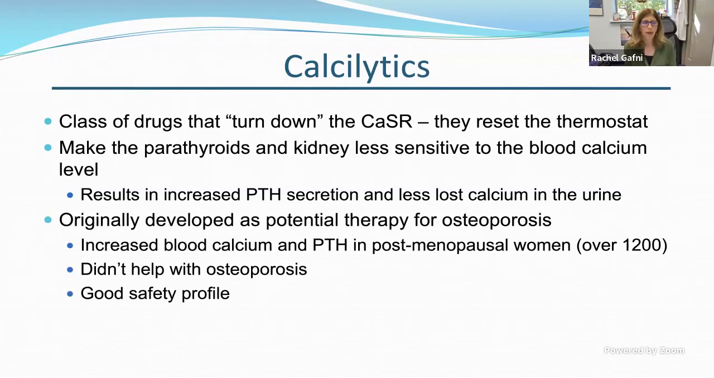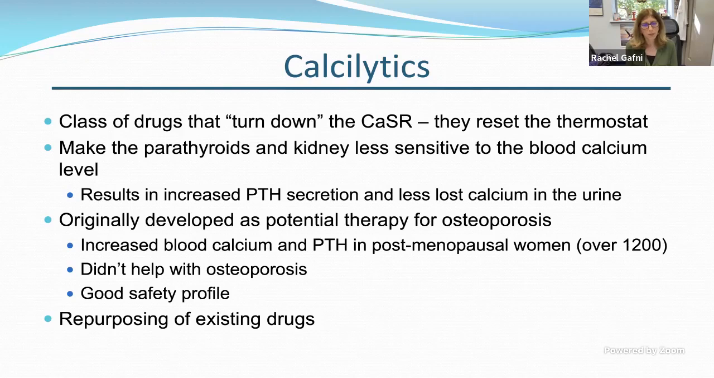It was originally developed as a potential therapy for osteoporosis, because remember, PTH therapy is used for osteoporosis in people who do not have hypoparathyroidism. And you can imagine that there was a lot of interest for that, because while there aren't a lot of people with ADH and hypoparathyroidism, there are a lot of people with osteoporosis. So this was a really good incentive to develop a class of drugs. But what happened was, when they gave it to over 1,200 postmenopausal women, they did see an increase in blood calcium and PTH, but it didn't help with the osteoporosis. But on the plus side, it had a good safety profile.